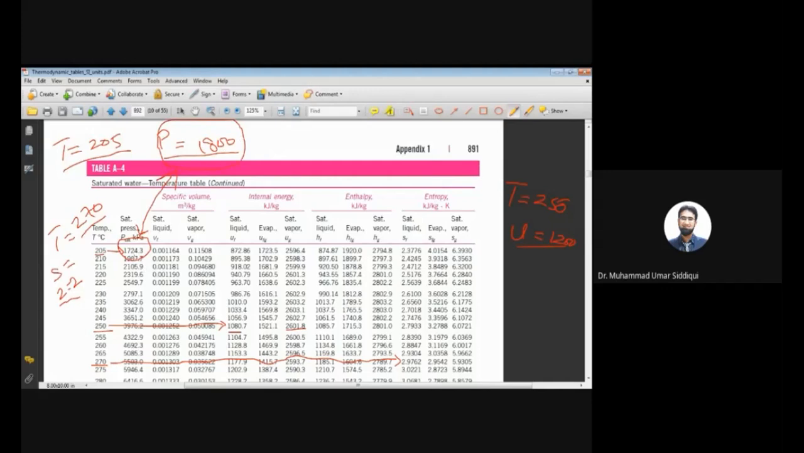For the rest of the things, it's the same. Here, when your pressure is 1800, which is greater than 1724.3, it means you are not in the superheated region, you are in the compressed liquid region. This is only when you are comparing pressure with pressure. It goes opposite to every other case.